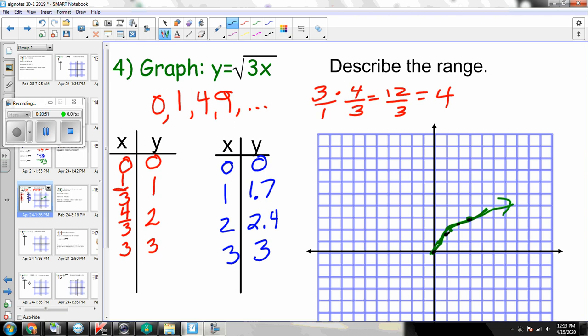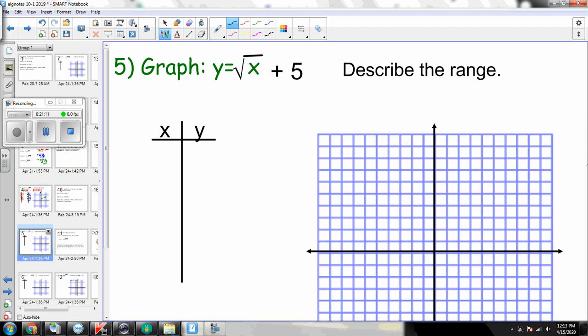When I describe the range, the range are all of your y values. So here's my y-axis. What numbers can y be? Well, the lowest number y could be is 0. And then they just keep going up from there. So the range is all real numbers greater than or equal to 0.